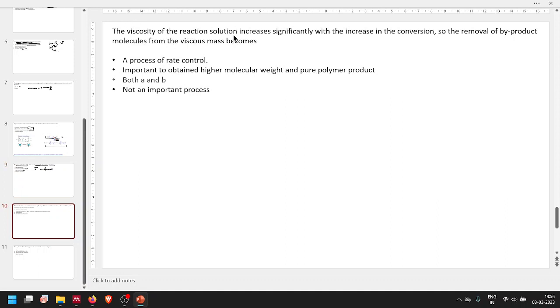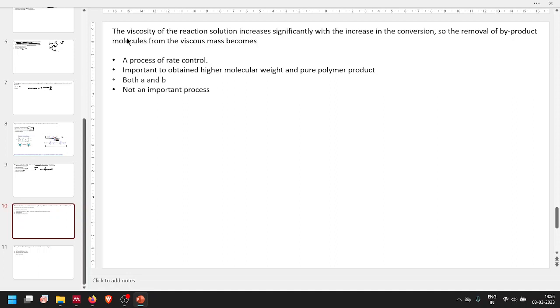The viscosity of the reaction solution increases significantly with increase in conversion. So the removal of byproduct molecules from the viscous mass becomes, first option, a process of rate control. Second, it is important to obtain higher molecular weight and pure polymer product. And next, it is not an important process.